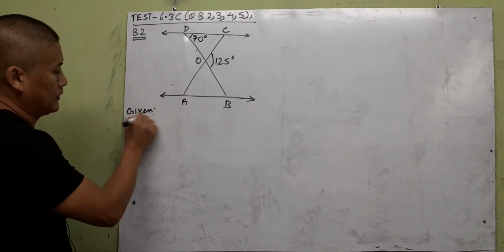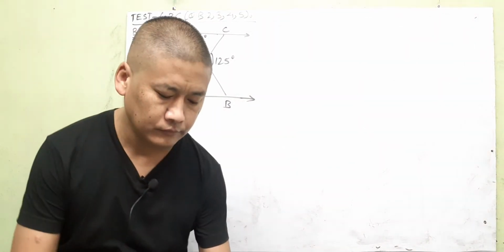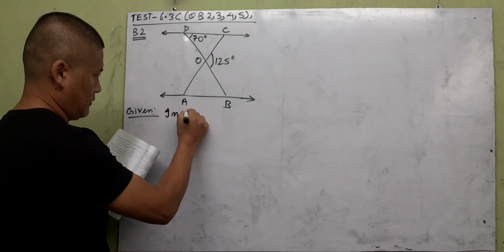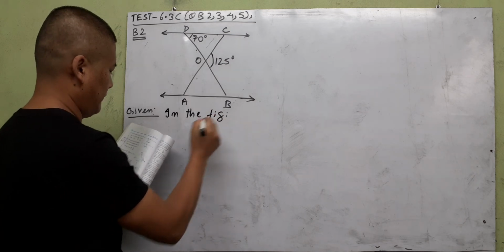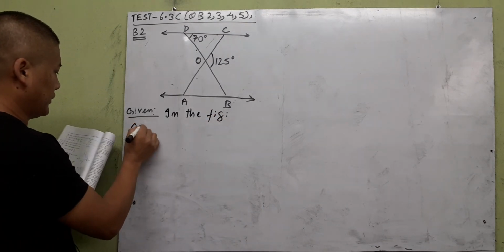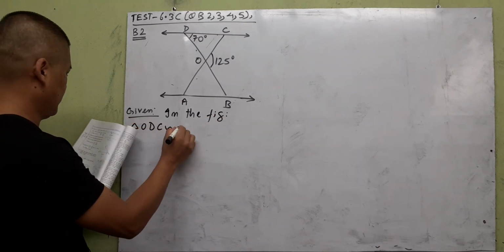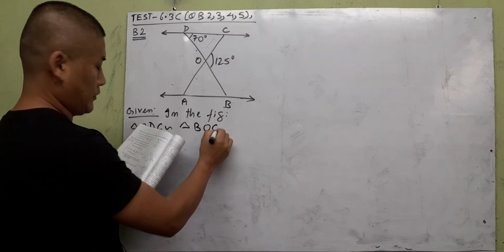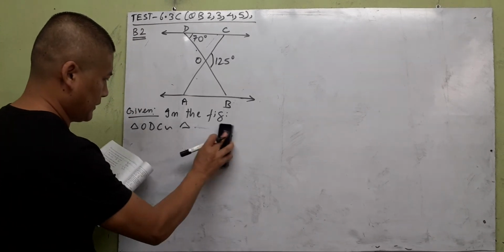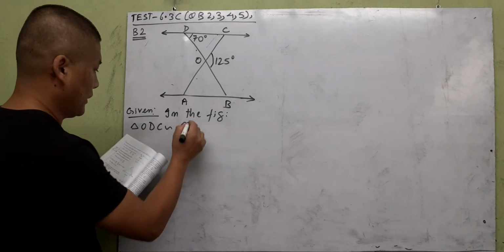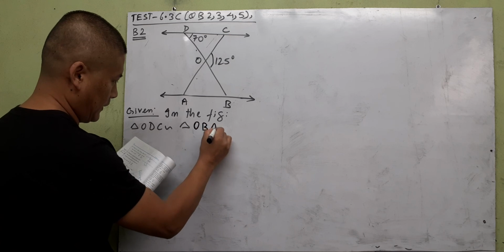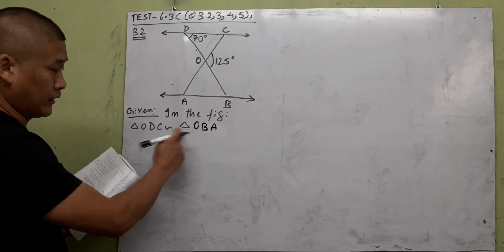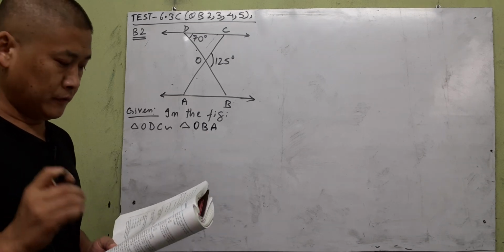Let us write down what is given in the question. So given to us in the figure, triangle ODC is similar to triangle OBA. This is already given. It is very important that the position of these letters are correct. Okay, so therefore we have to look carefully and write it.